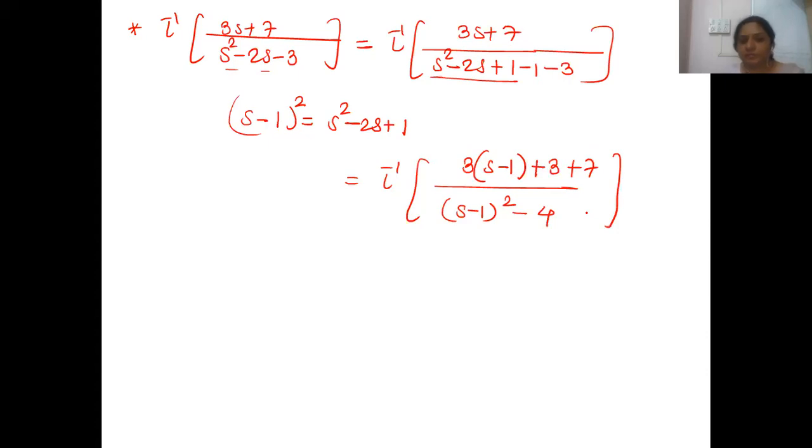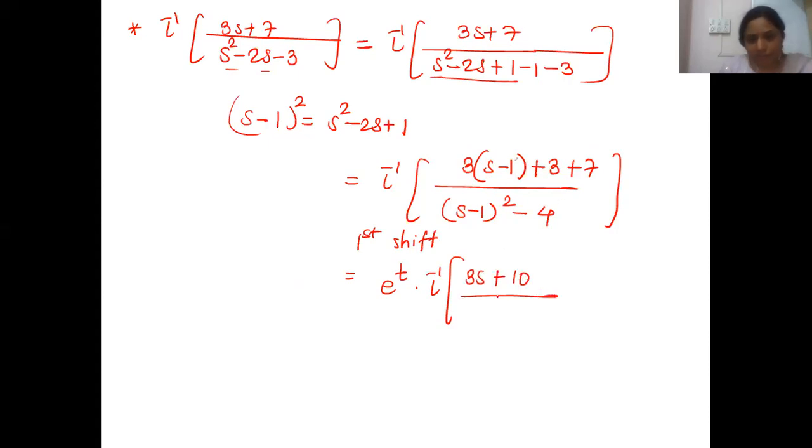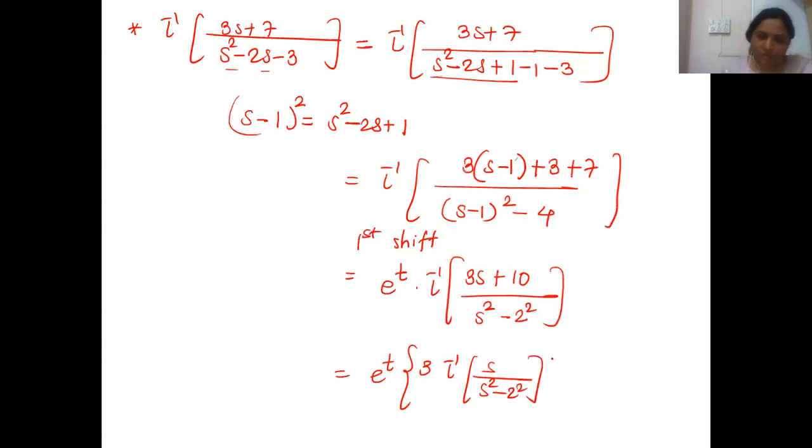Is this clear to everyone? Yes. Good. So s minus 1, wherever you see there is s minus 1 now, so it is first shift. So what will come out? E raised to minus 2, plus or minus? Plus. If it is minus, plus comes out. E raised to 1t, Laplace inverse of this one. So 3s plus 10 upon s square minus 4, that is 2 square. Very good. Now we can separate it. E raised to t, here s upon, so 3 comes out, Laplace inverse, s upon s square minus 2 square. And plus 10 comes out, Laplace inverse, 1 upon s square minus 2 square.